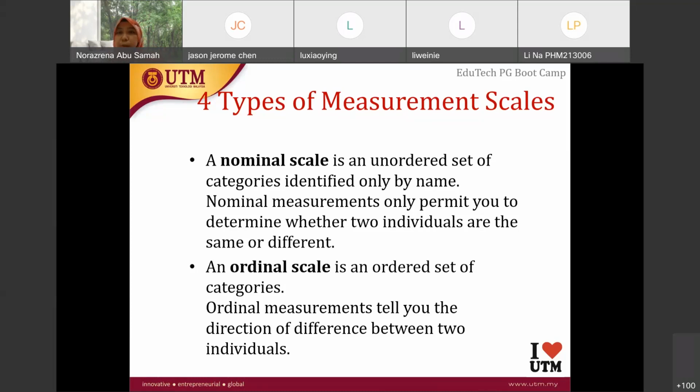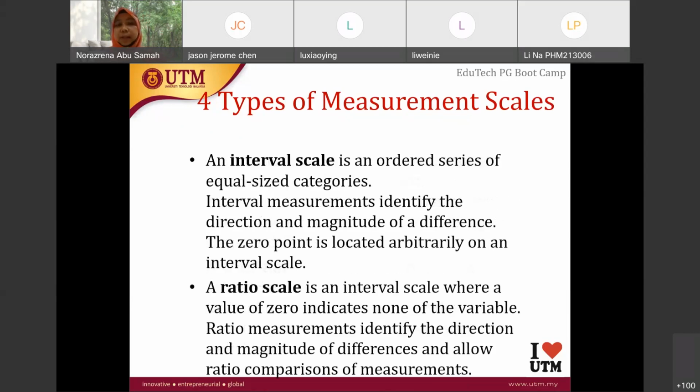When we have the variable, we must think first about how we collect the data. From that we can determine the measurement scale for that data. Then we have interval scale and ratio scale. Both of these are for continuous variables. For continuous variables, which are infinite, it is either interval or ratio.